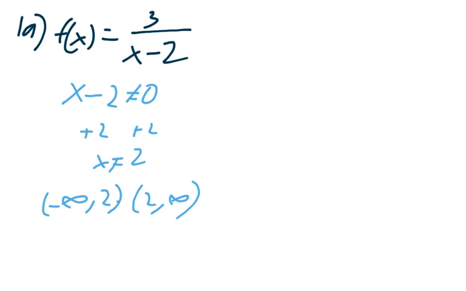Now, at x equals 2, since nothing can cancel out because there's just a 3 in the numerator, this is going to be non-removable.